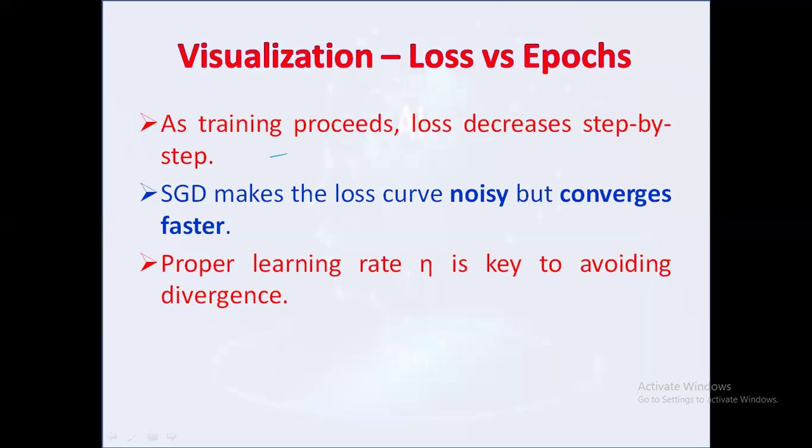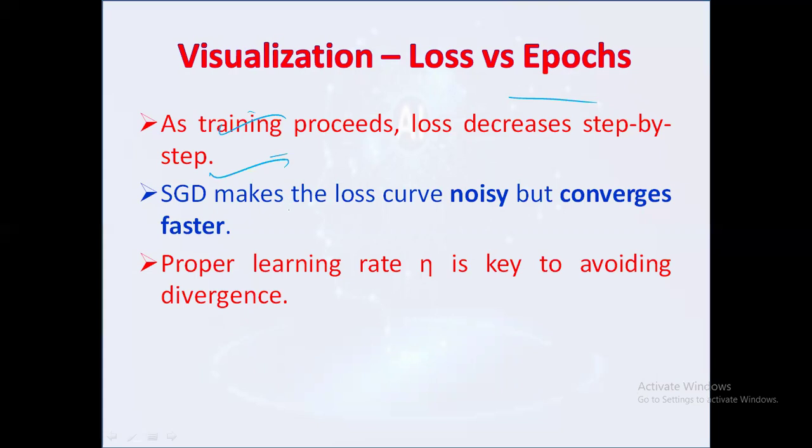Next, visualization of loss versus epochs. As training progresses, we expect the loss to decrease steadily. In batch gradient descent, the loss curve is smooth because the updates are based on the whole data set. In contrast, SGD introduces a jagged, noisy pattern to the loss curve due to the frequent updates using single samples. However, despite this noisiness, SGD often reaches a good solution faster than full batch methods.